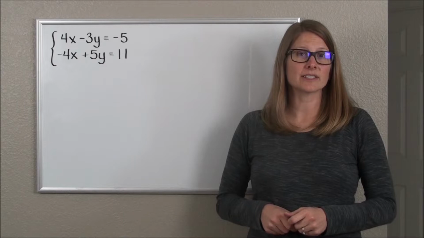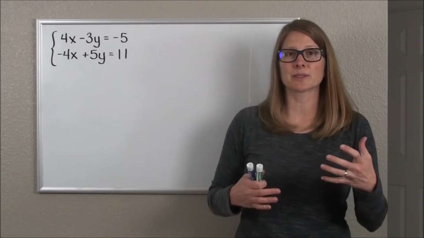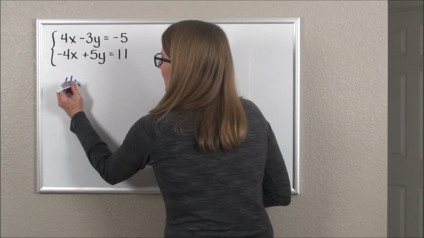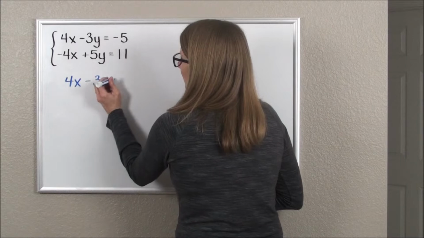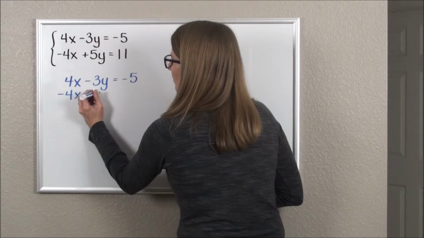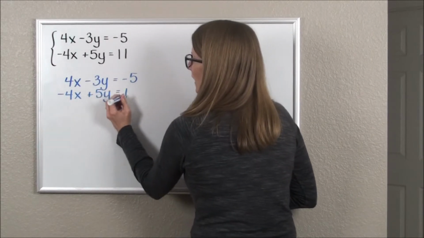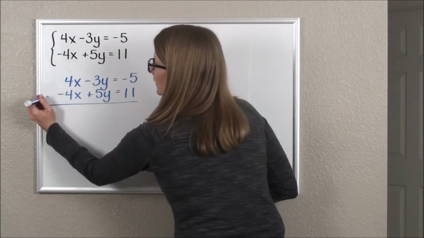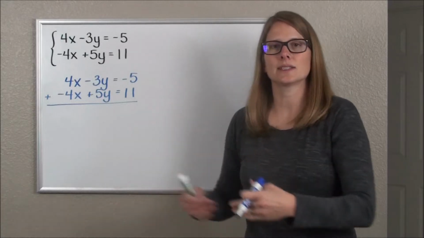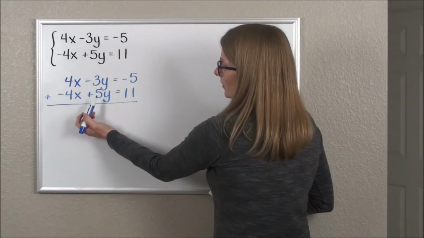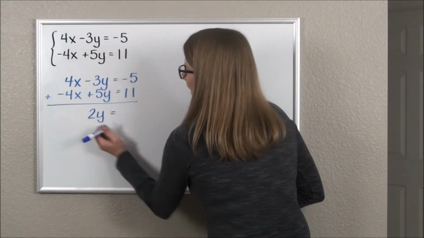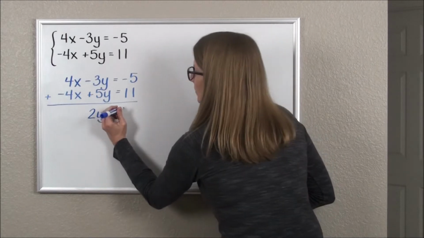So again, we're going to do another example of using the elimination, or sometimes called addition, technique. Again, we'll take these equations, the 4x minus 3y equals negative 5, and we'll take that negative 4x plus 5y equals 11, and we're going to add these equations straight down. This time, notice that the 4x minus 4x cancels away or eliminates itself from the system. When I combine the y's, I have negative 3y plus 5y giving me 2y. And then for the constants, negative 5 plus 11 will give me 6.